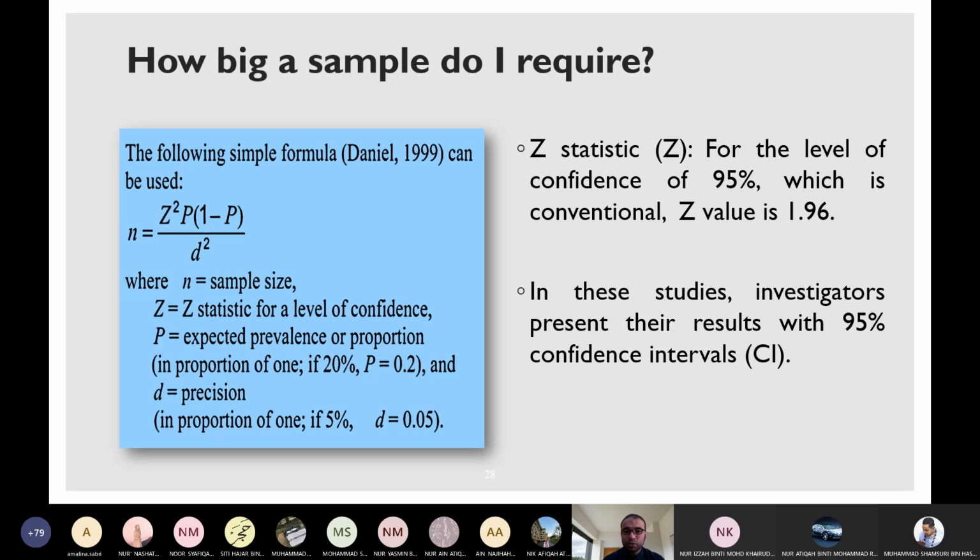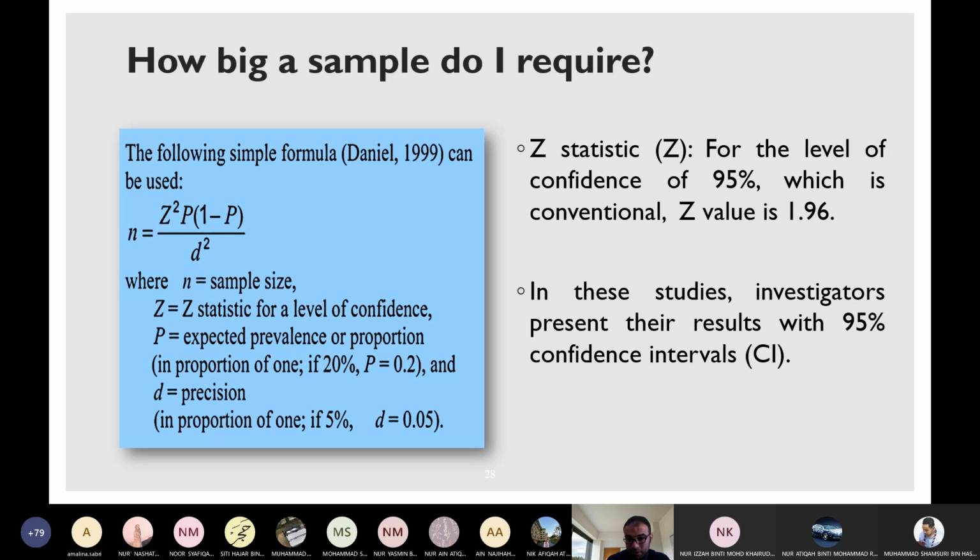How big a sample do I require? There are so many examples you can refer to, starting with the formula that can be calculated manually, the expected prevalence or proportion within the population. You can see here, brothers and sisters, precision refers to what we called maybe the 5%. The 5% we have highlighted, but sometimes the terminology is different.